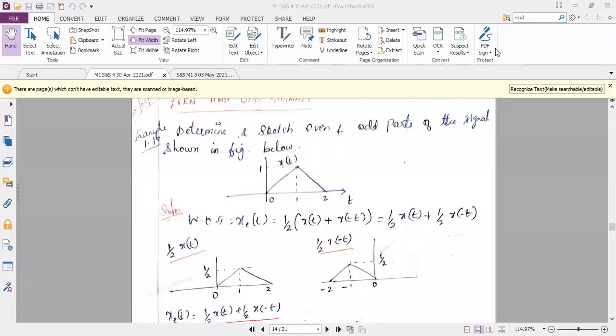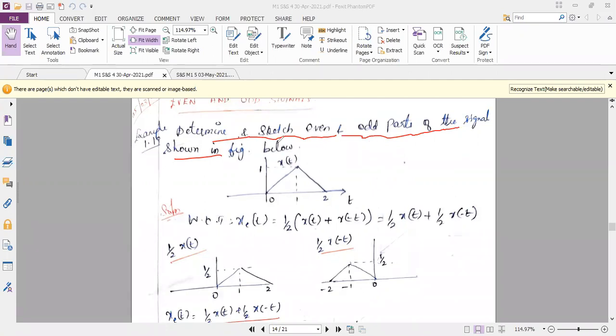Determine and sketch. Determine, in the sense that we need to find the equation as well as sketch it. We need to give the diagram. So determine and sketch the even and odd parts of the signal shown in the figure below.